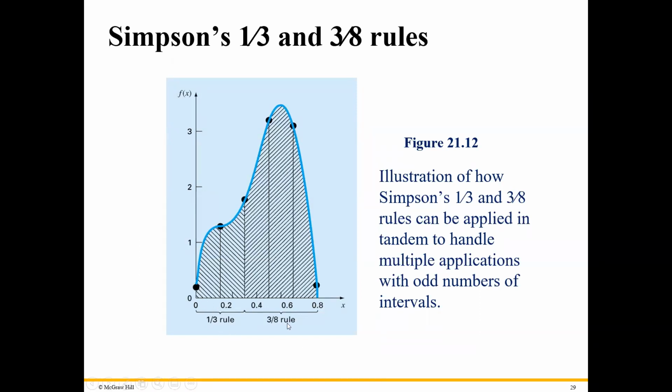In this case, the number of intervals is only 5. But for a larger number of intervals, maybe in the hundreds or even thousands, the computational effort for the 3/8 rule is much higher than for the Simpson's 1/3 rule. The Simpson's 1/3 rule is also accurate. So we can apply the more efficient Simpson's 1/3 rule for the even number of segments, and for the remaining odd number of segments, we can apply the Simpson's 3/8 rule to save on computational effort.